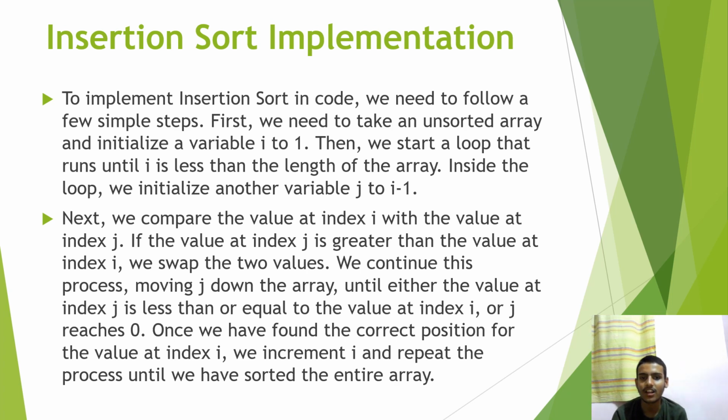Next, we compare the value at index i with the value at index j. If the value at index j is greater than the value at index i, we swap the two values. We continue this process, moving j down the array, until either the value at index j is less than or equal to the value at index i, or j reaches 0.